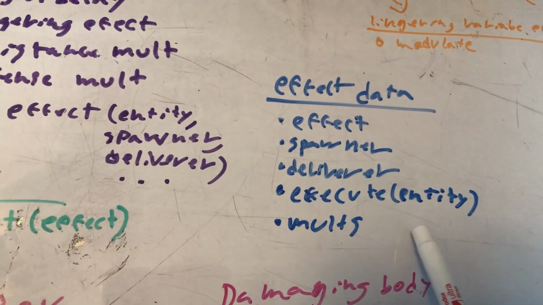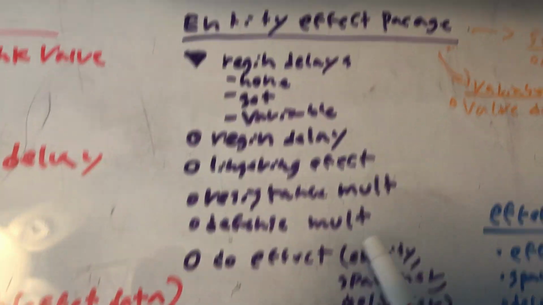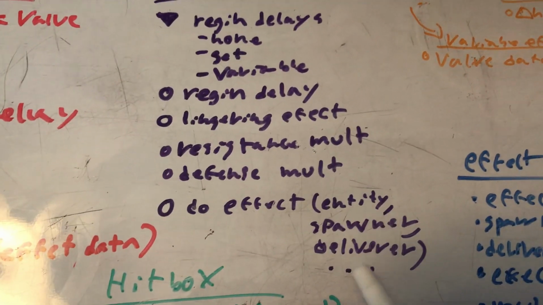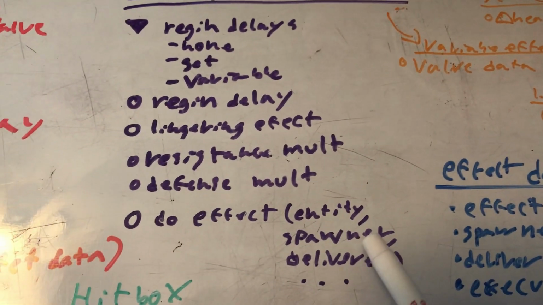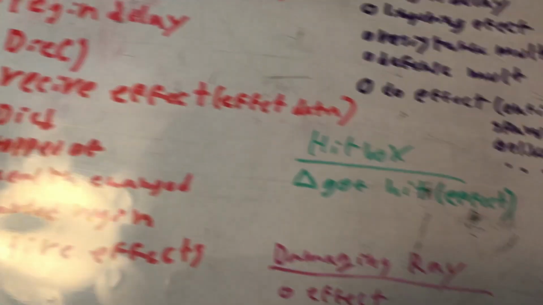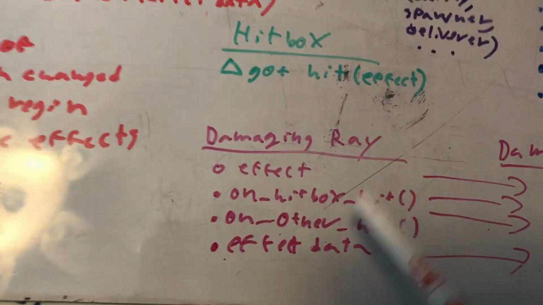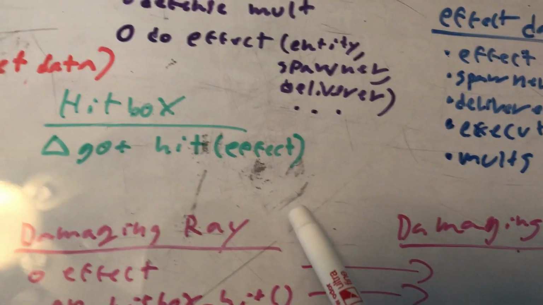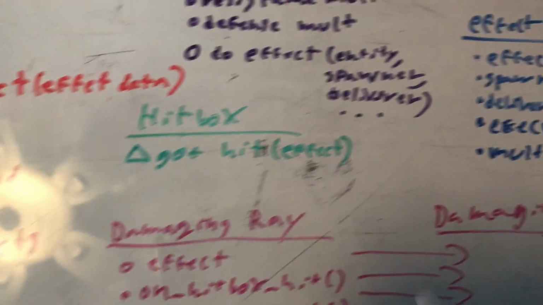And then this will pass into the entity effect package, which has all of these variables. It will pass into its do effect the entity and a bunch of other arguments, like the spawner. So for example, if a damaging ray hits a hitbox, the spawner is whatever instance spawned the damaging ray, and the damaging ray itself is the deliverer. So for example, if a bullet hits a player, then maybe you would want to destroy the bullet in here, although that could also be done down here. So you have options for it.